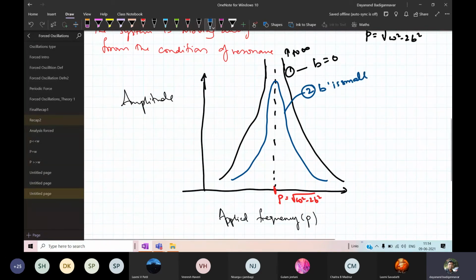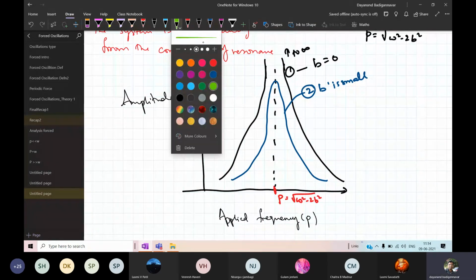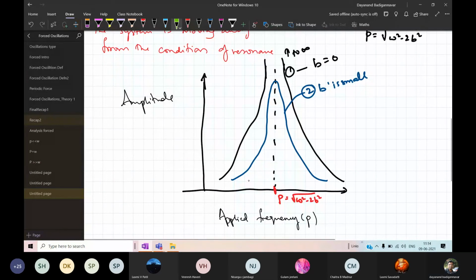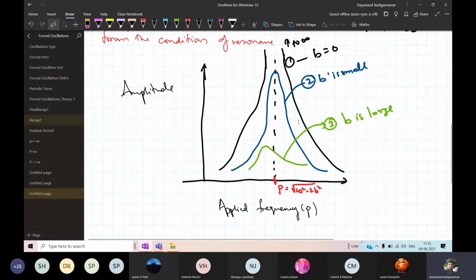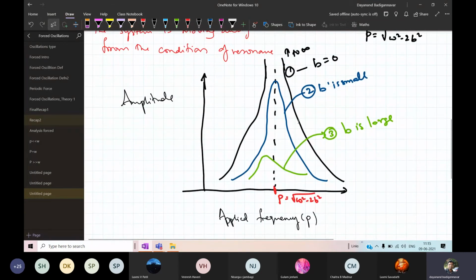Then there is the third graph. So this is graph 3, when B is large. Now all the 3 graphs are graphs for resonance.